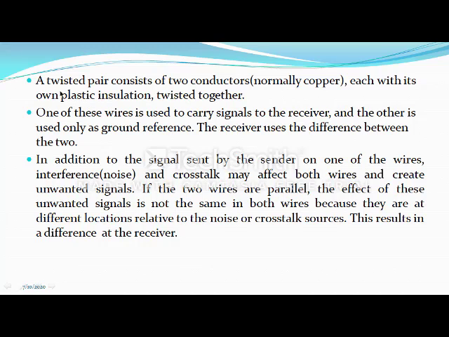Twisted pair consists of two conductors, normally copper, each with its own plastic insulation, twisted together. How it will be, we will see in the picture. See, there is a twisted pair. There are two conductors.